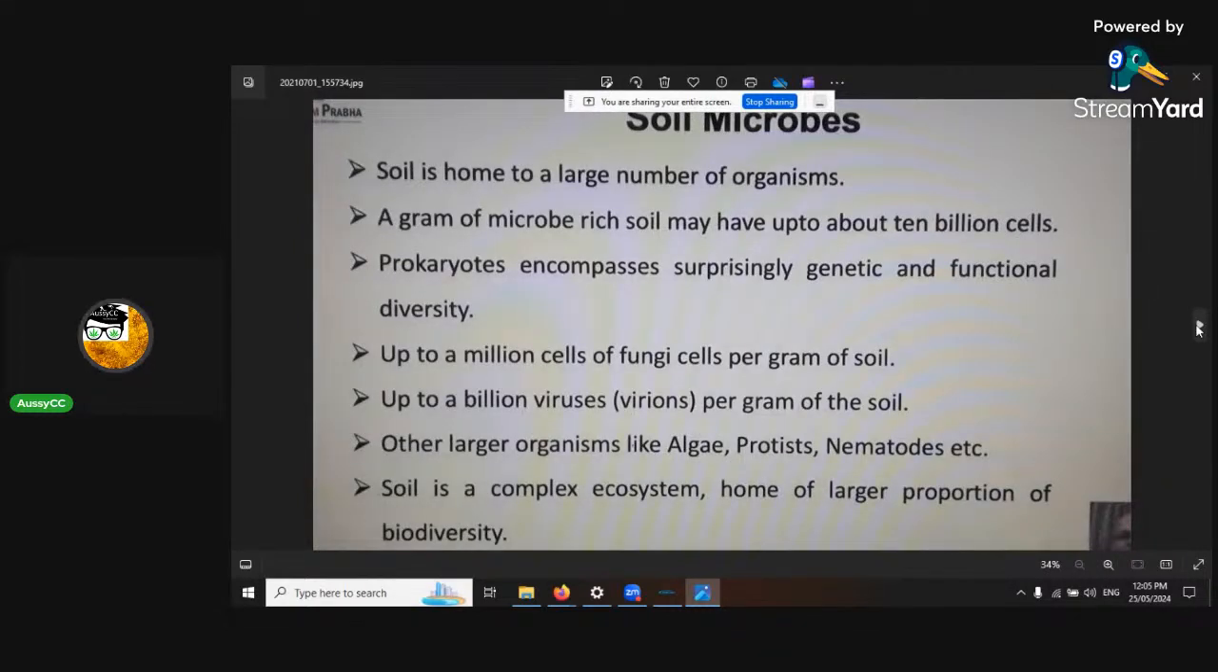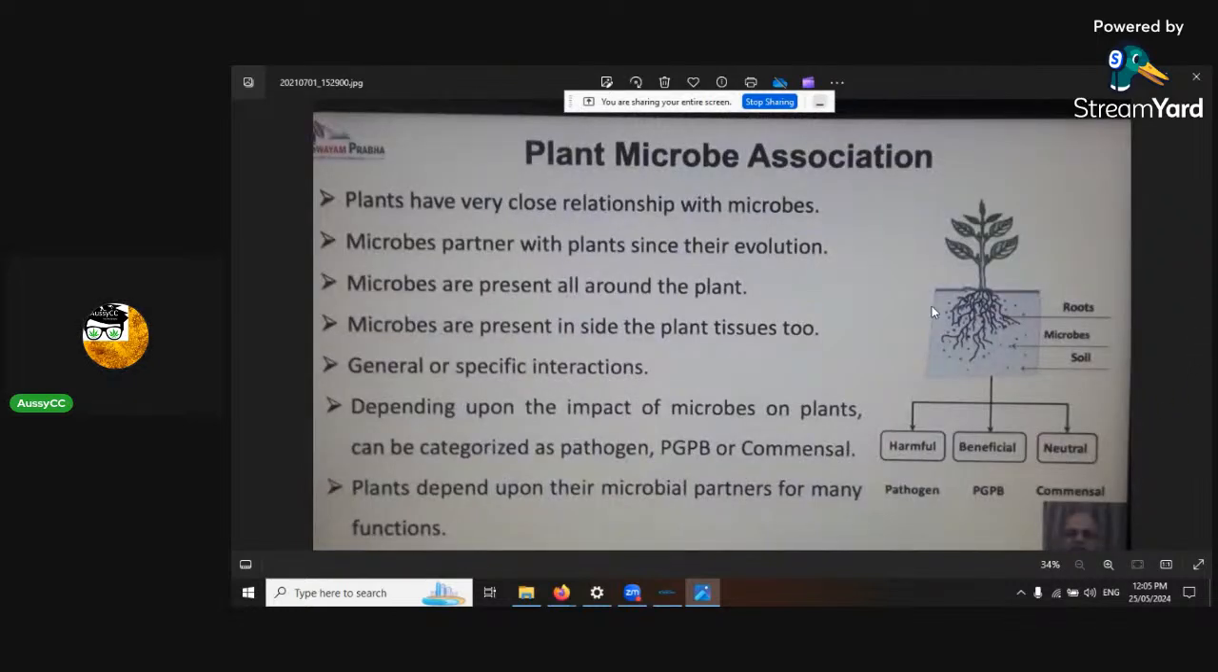It's almost probably where I should have started. Yeah, a gram of soil has up to 10 billion cells. It can be up to 1 billion viruses in a gram of soil too, like 1 million cells of fungi. It's very complex and biodiverse. And yes, the same has beneficial, harmful, and neutral. A good soil should have an equal amount of all of them.